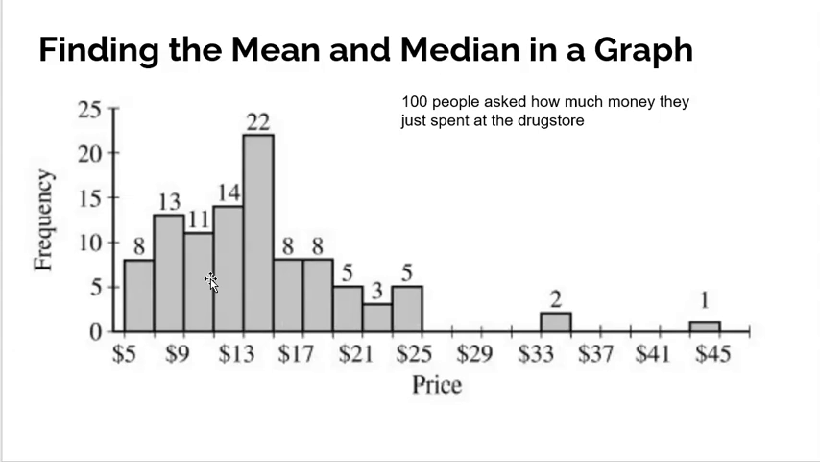So for example, somebody said $20.03. So they would go into this bin right here, right? So these bins go 5, 7, 9, 11, 13. I skipped every other bin, but there's still bins there. So this bin is 19 to 21.